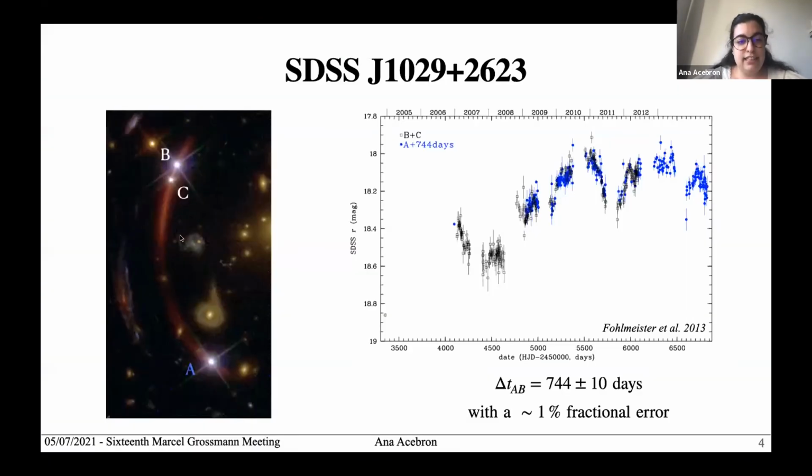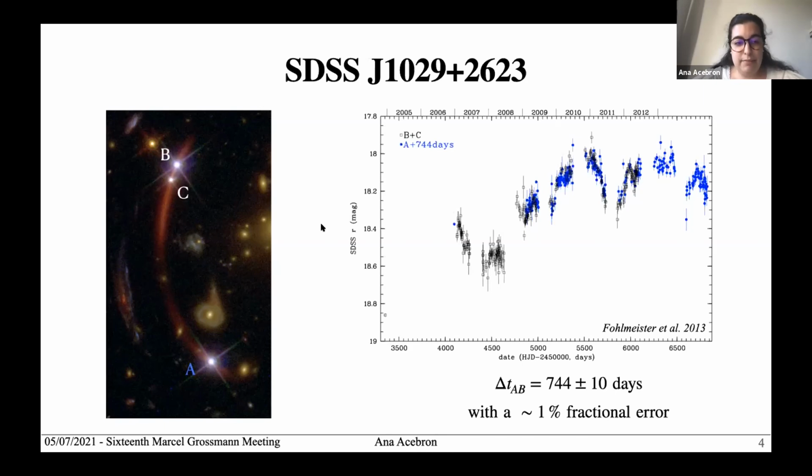So regarding this quasar system here, Vollmeister et al. carried out a 5.4 year-long optical monitoring campaign where they measured the time delays. So you can see here the light curves from the optical R-band, and in blue, the light curve for image A, and in black, the combined light curve for images B and C, since at the time, these two images could not be deblended in the data.